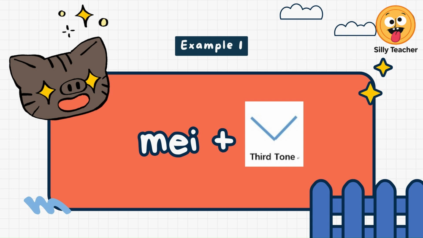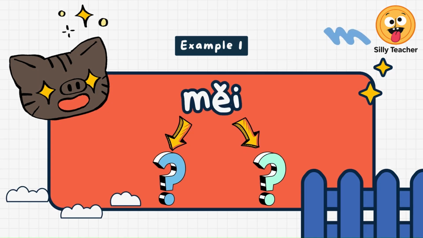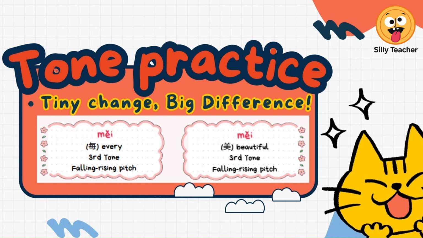This same May can mean many other things, but I'm only going to give you two definitions. One is every. Or it could also mean beautiful. Okay? So, same sound, same tone, but completely different meaning. So I hope you understand what I meant by that earlier, okay?